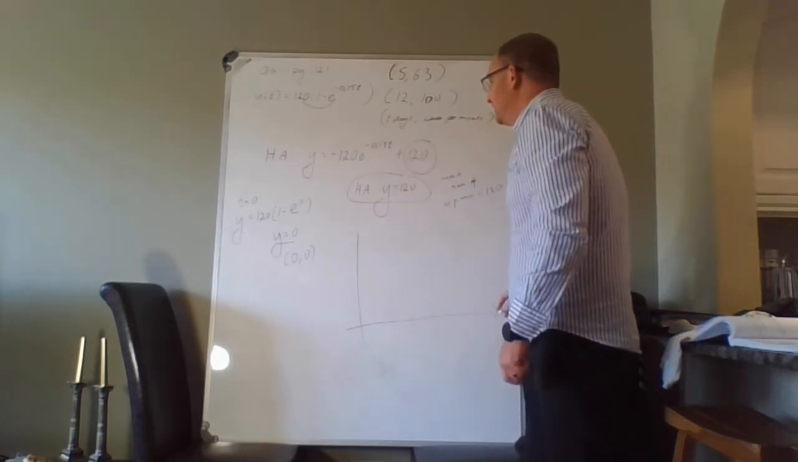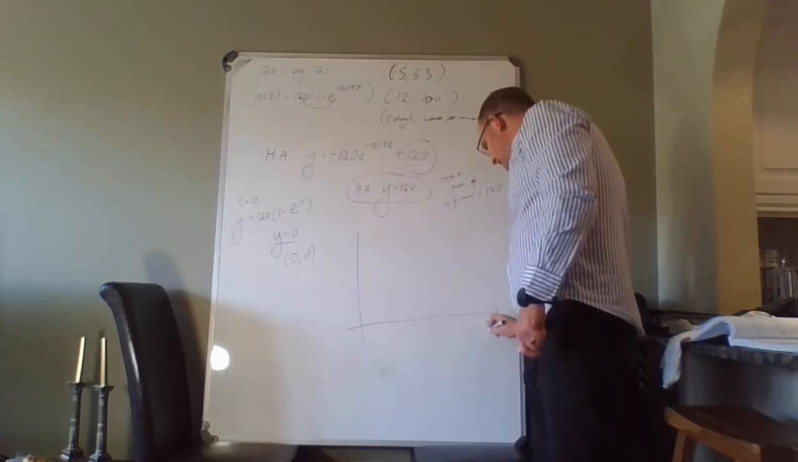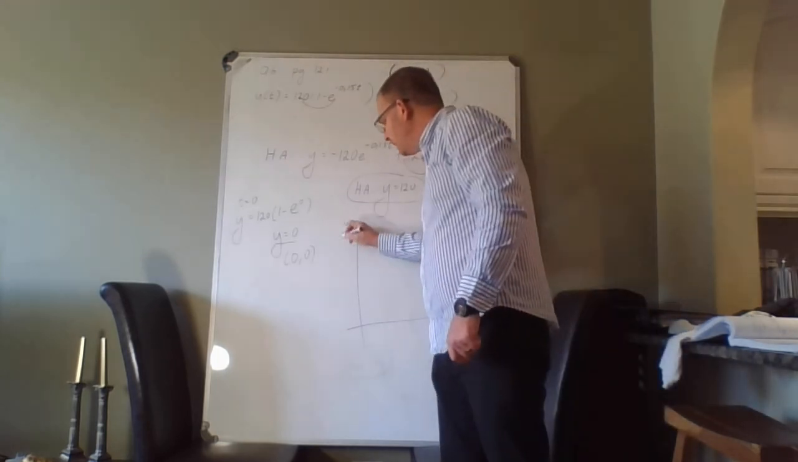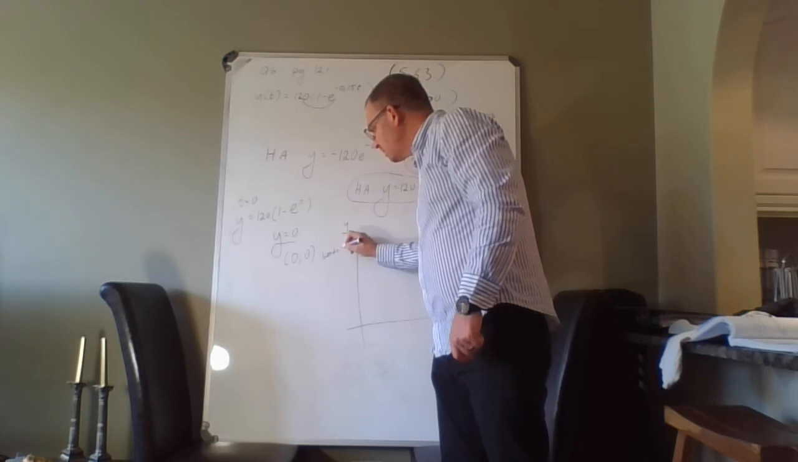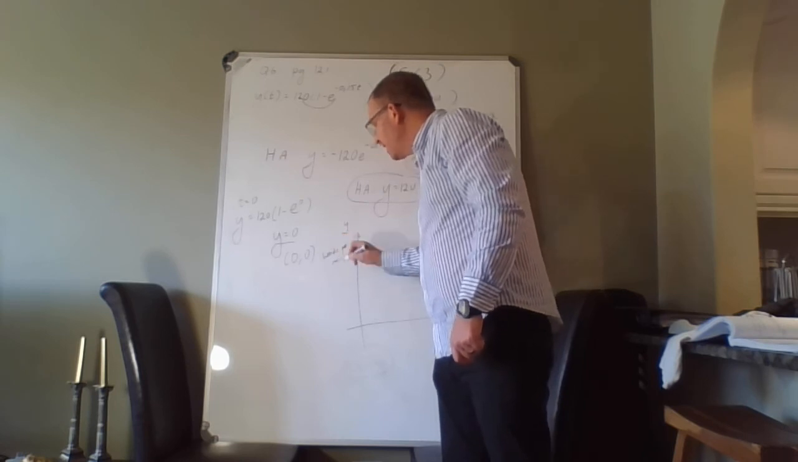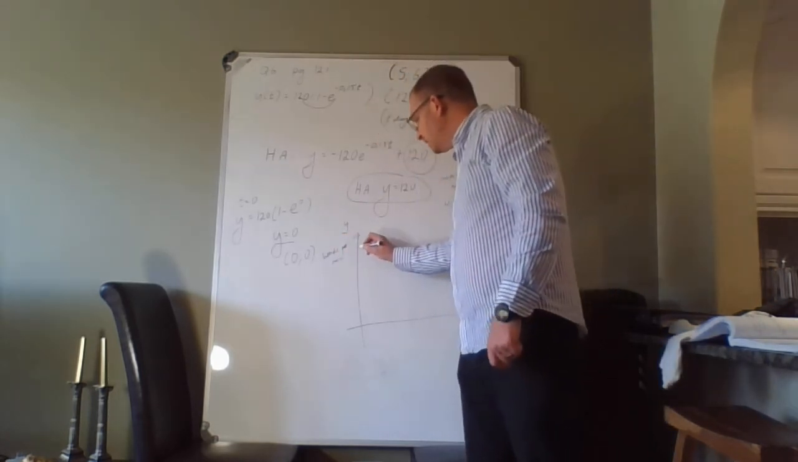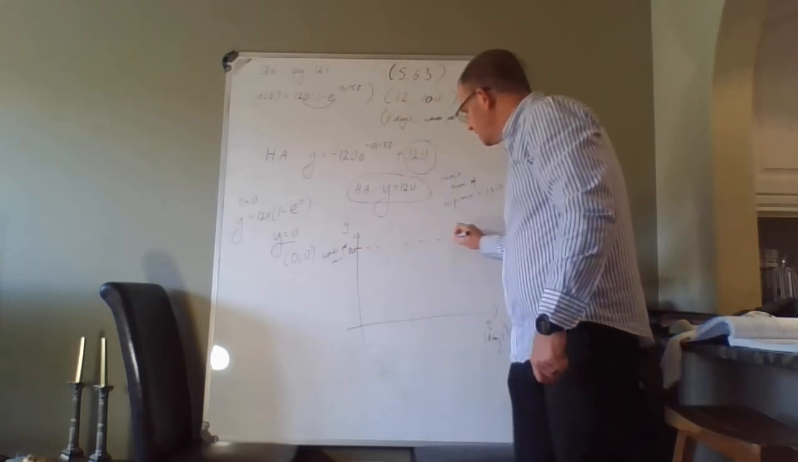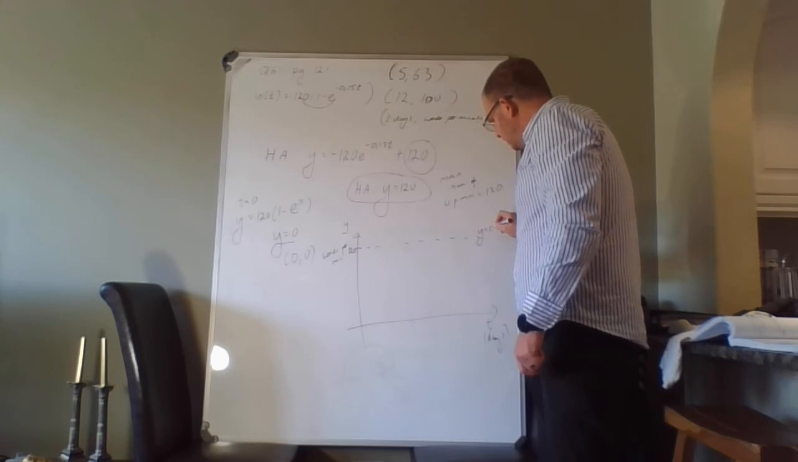Your axes will be t in days, and here your y will be words per minute. And we've got a horizontal asymptote at 120. So draw that in: there's y equal to 120.